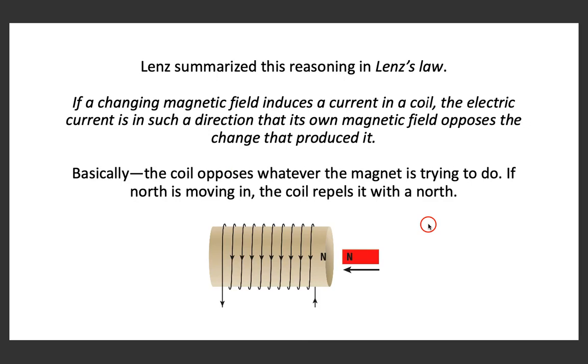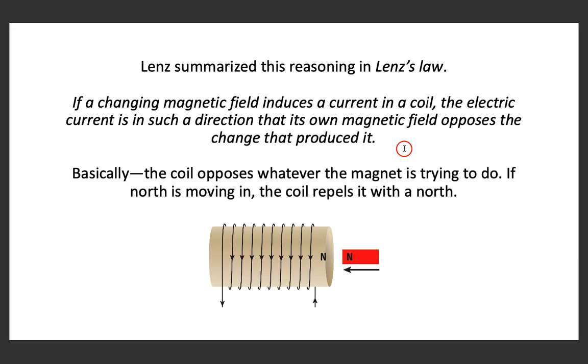Okay, so I think this is the last slide. Yeah. So this is what Lenz's law says in words. It says that if a changing magnetic field induces a current in a coil, then the electric current is in such a direction that its own magnetic field opposes the change that produced it. So that's like a lot of words. You know, what does that mean exactly?